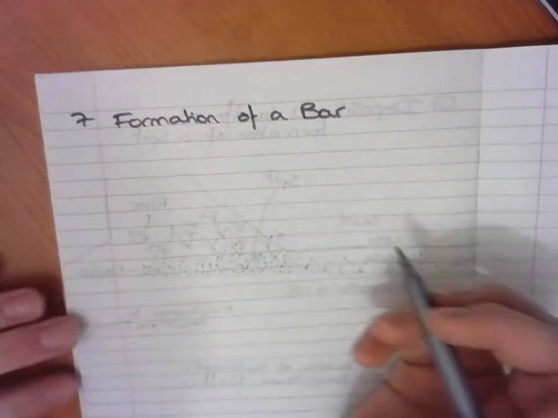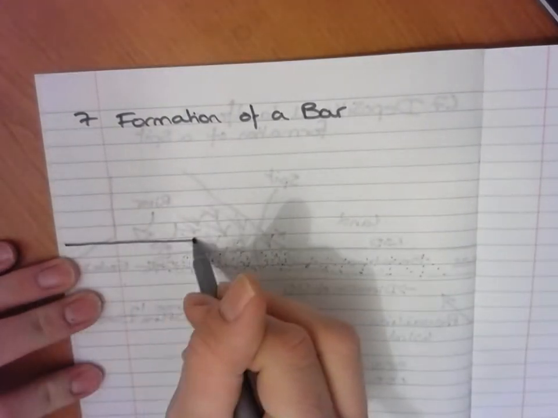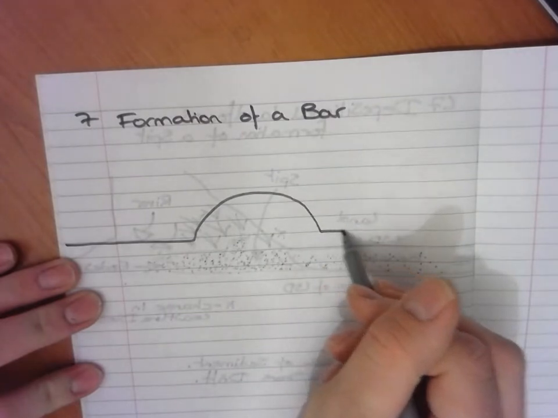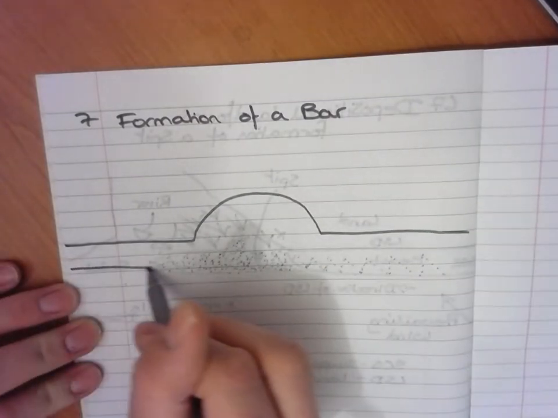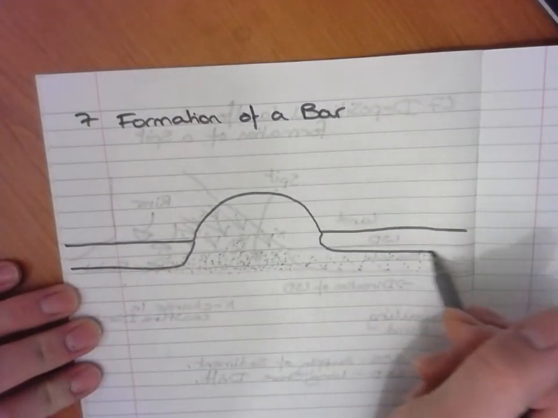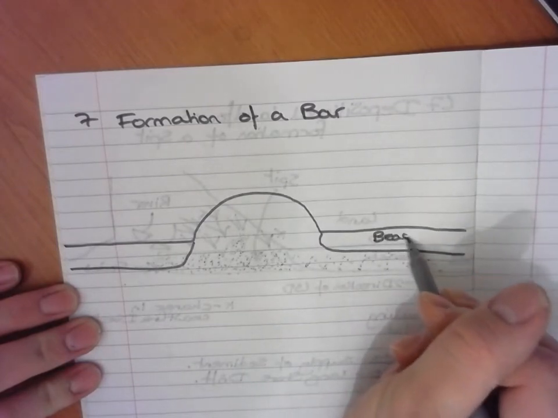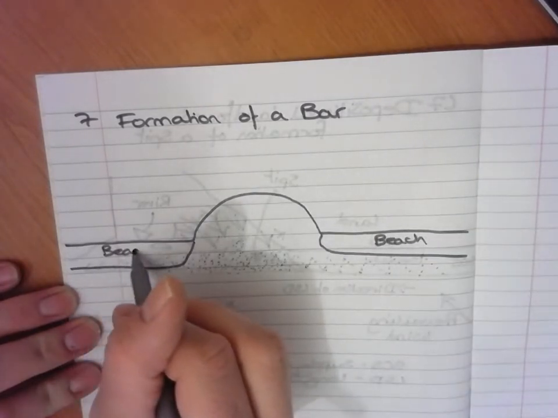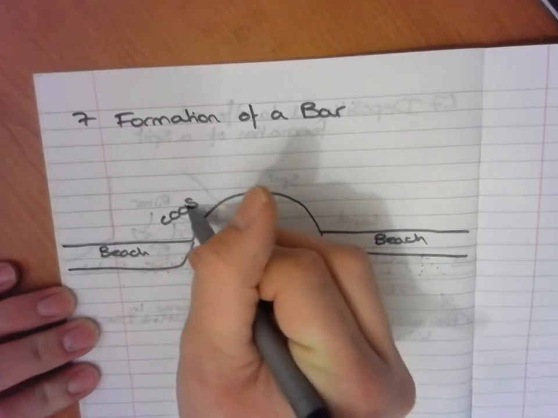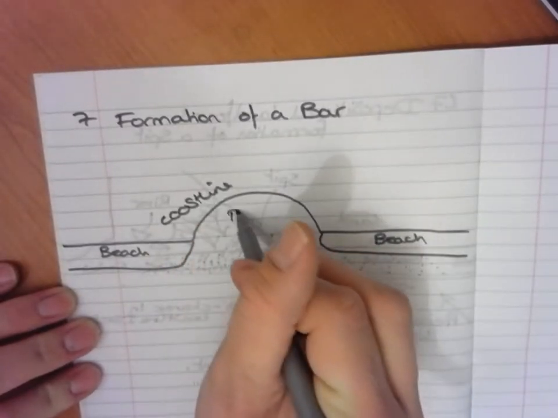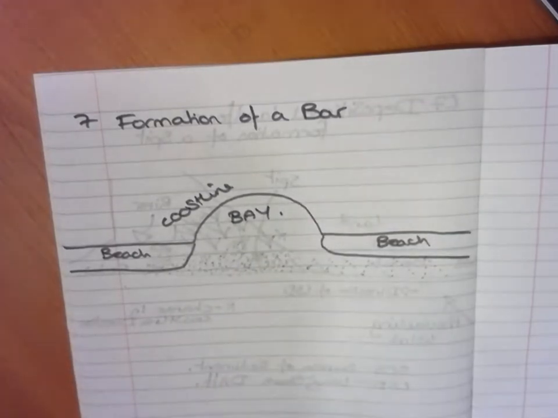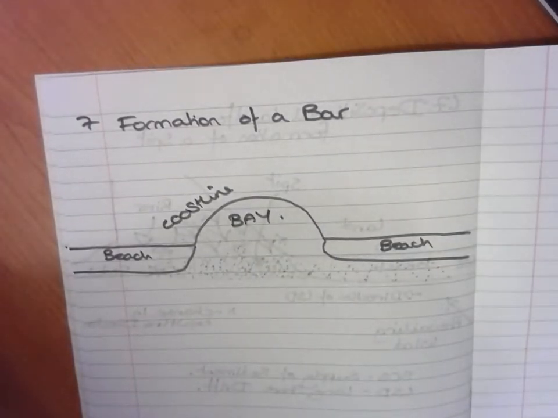So in this video we are going to look at lesson 7, depositional landforms again, but this time we are going to look at the formation of a bar. You will need to start by drawing a coastline, and this time you are going to draw the beach on both sides, and this is our coastline. This would be a bay, an erosional landform that we have covered in earlier lessons.